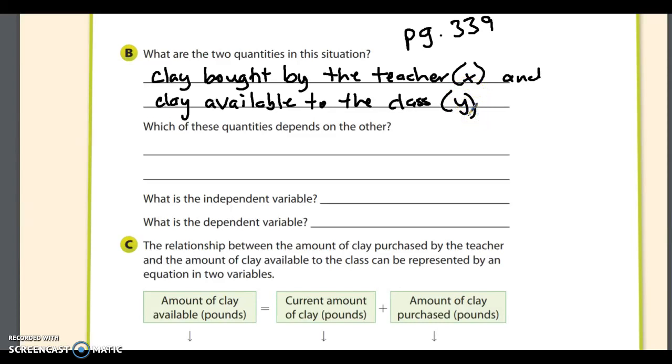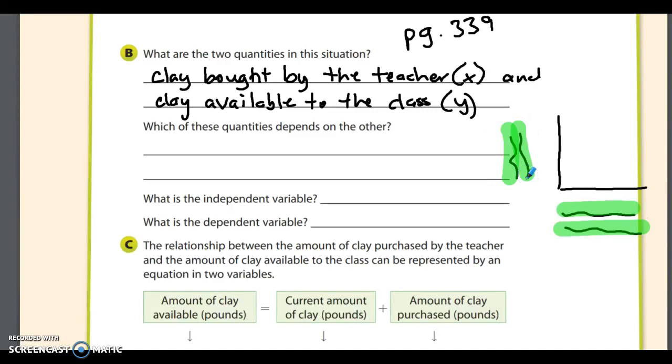Now, how did I get this? I just went and looked at the axes. So if I don't have my graph in front of me, whatever the words were here, that's one of the quantities, and whatever the words were here, that's the other quantity. So you just read your axes. Whatever's here and whatever's here is the answer to the question, what are the two quantities in this situation?